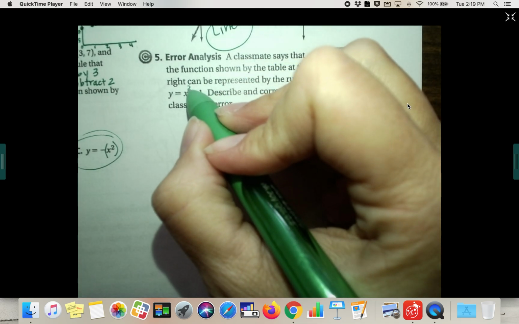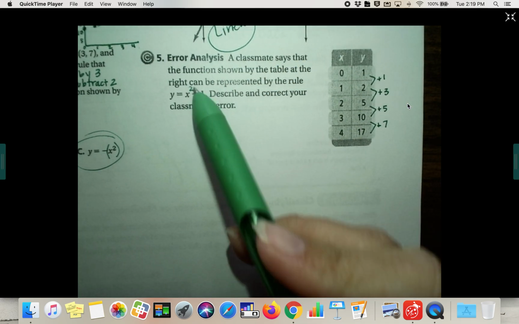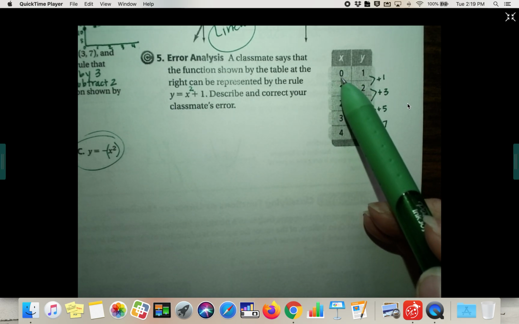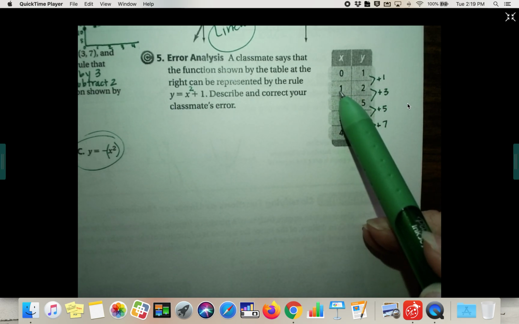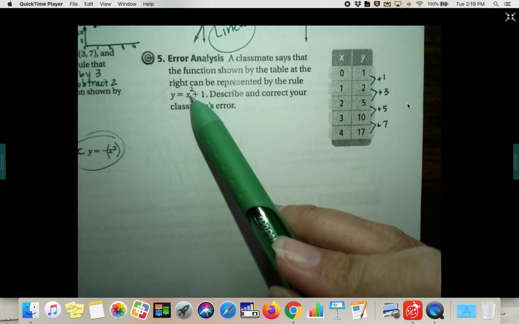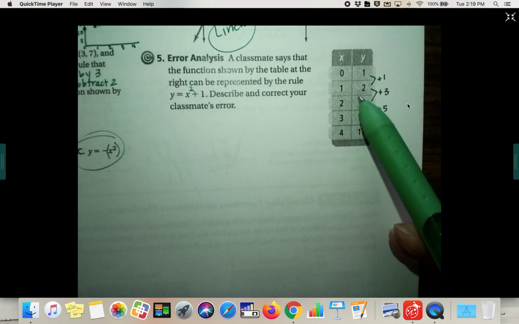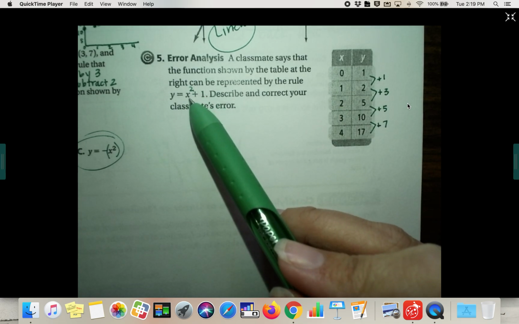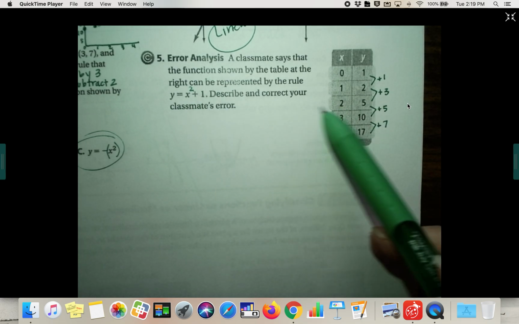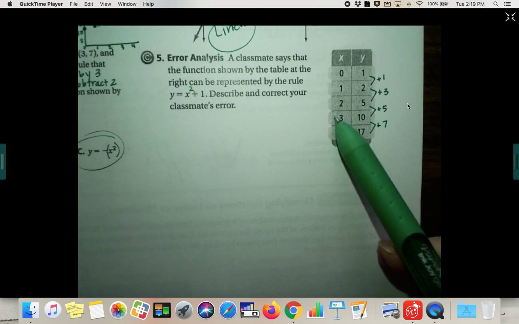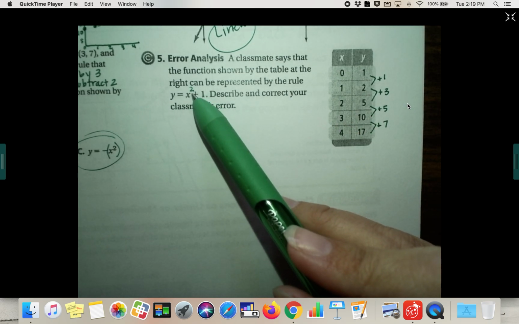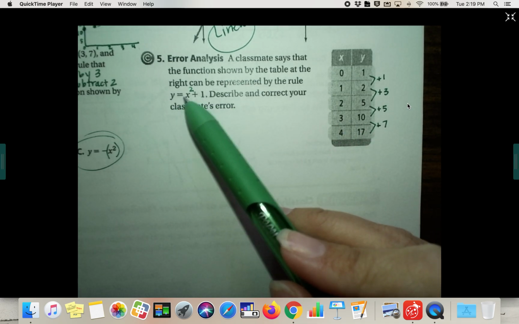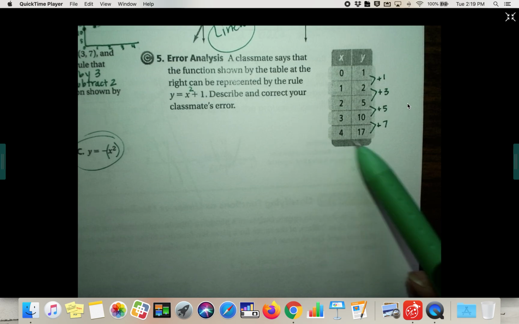Let's see if this works. So x squared plus 1. So 0 squared is 0, plus 1 is 1. 1 squared is 1, plus 1 is 2. 2 squared is 4, plus 1 is 5. 3 squared is 9, plus 1 is 10. And 4 squared, 4 times 4 is 16, plus 1 is 17.